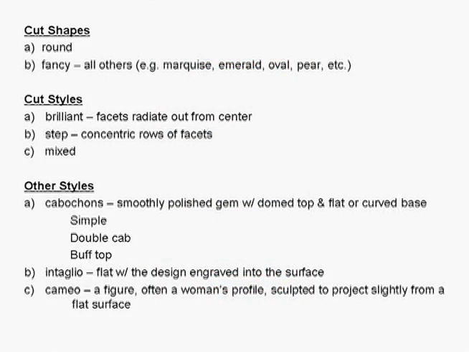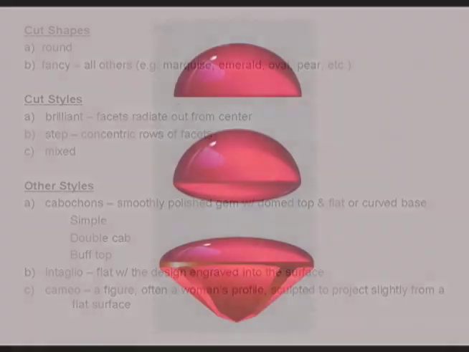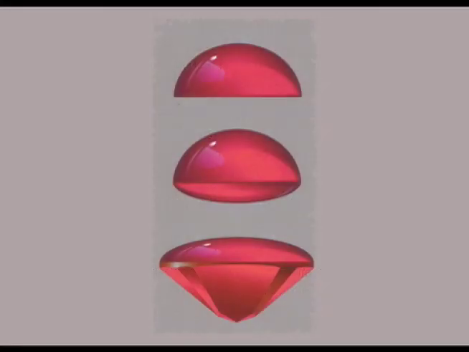There's other styles. There's the cabochons, a smoothly polished gem with a dome top and a flat or curved base. We have the intaglio, flat with the design engraved into the surface. We have the cameo, a figure or a woman's profile sculpted to project slightly from the flat surface. So here we have the three types of cabochons: the simple, the double cab, and the buff top.